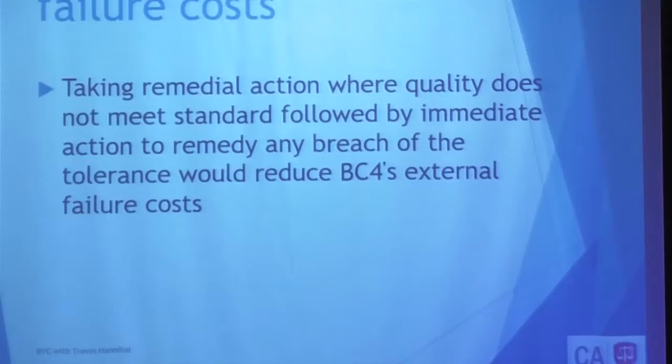Moving back, taking remedial action where quality does not meet standard, followed by immediate action to remedy any breach of the tolerance, would reduce BC4's external failure costs. So if you have quality supervisors, they would identify an issue before it goes to the customer. They will detect the issue before it goes to the customer. Therefore, you will reduce your external failure costs because the customer will not get a product with a defect.